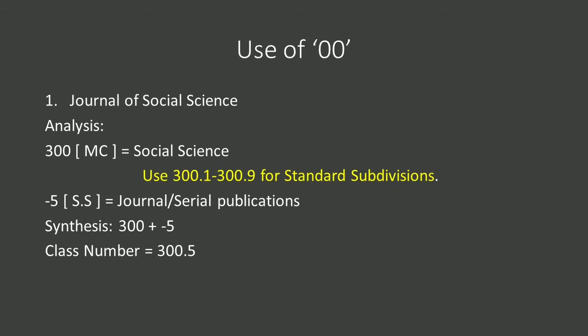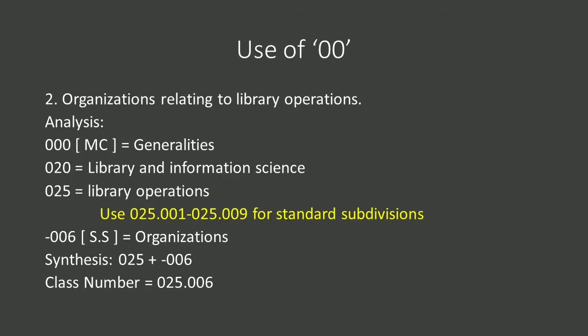Now here is another example: organization relating to library operation. We know library operation is part of library science, and library science is part of generalities. Our main class will be 000 generalities, and under generalities 020 for library and information science, and under library and information science 025 for library operations.